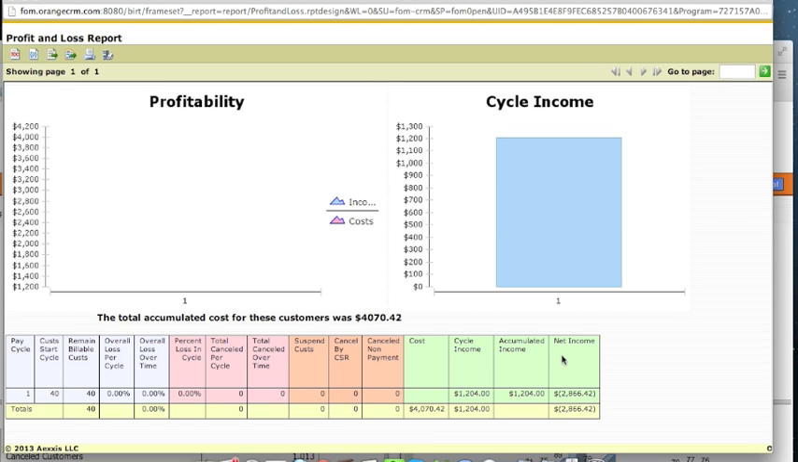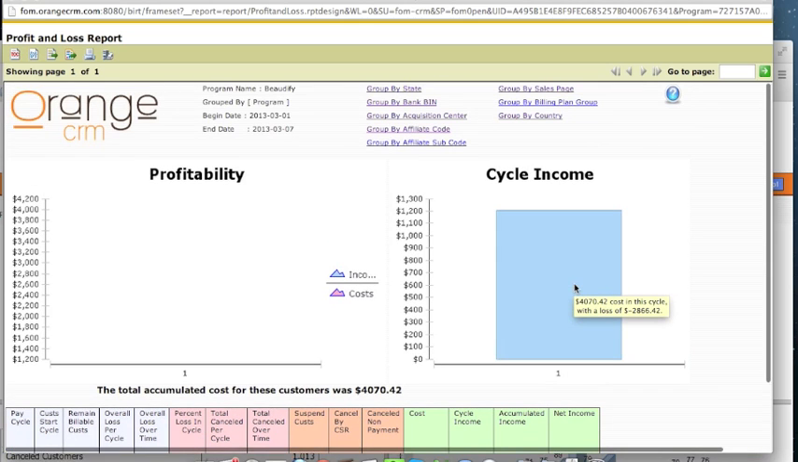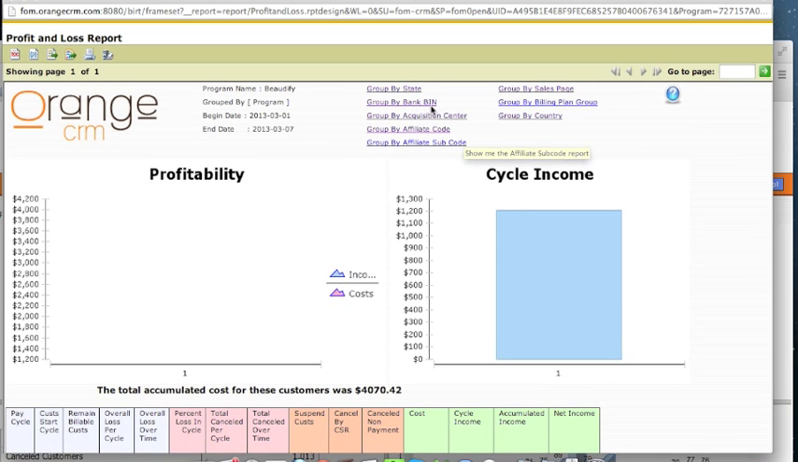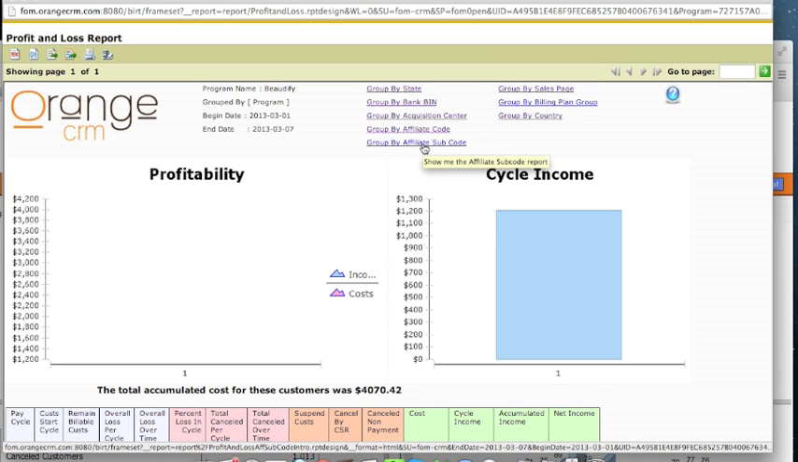Now the profit and loss report can be grouped by additional things. If you look up here, it can be grouped by state, bank bin, group by acquisition center, group by affiliate code, group by affiliate subcode, group by sales page, group by billing plan, group by country. And we will look into those in a later video.